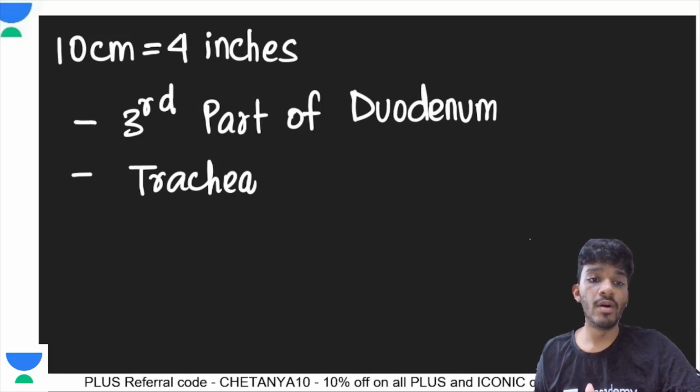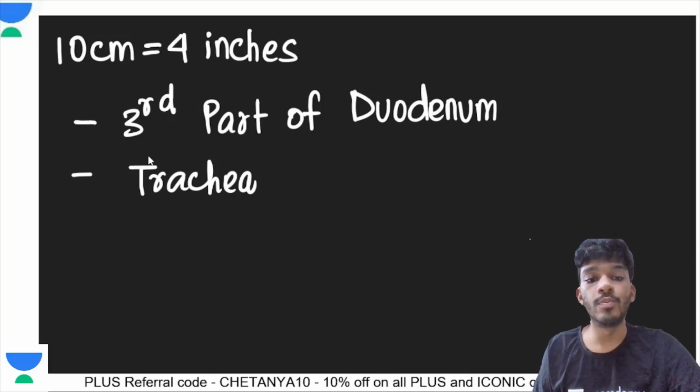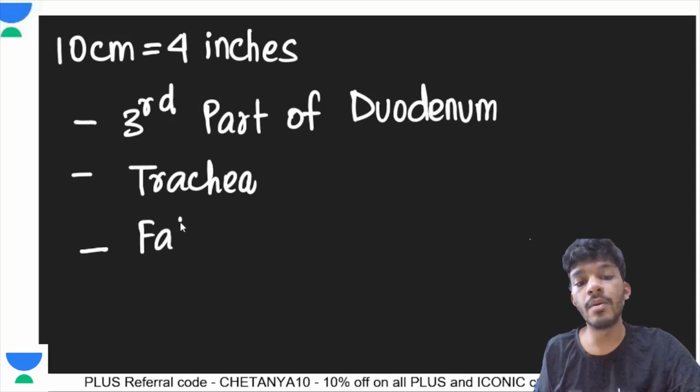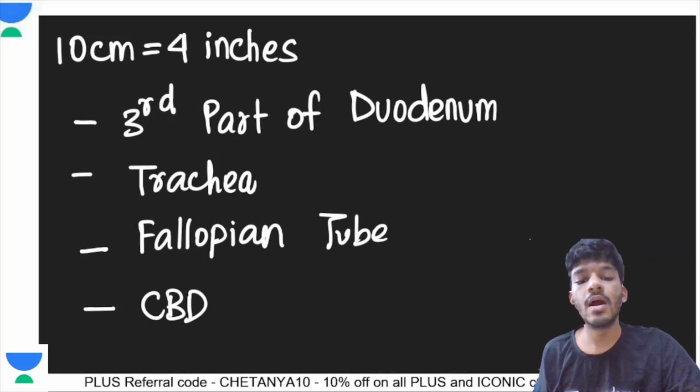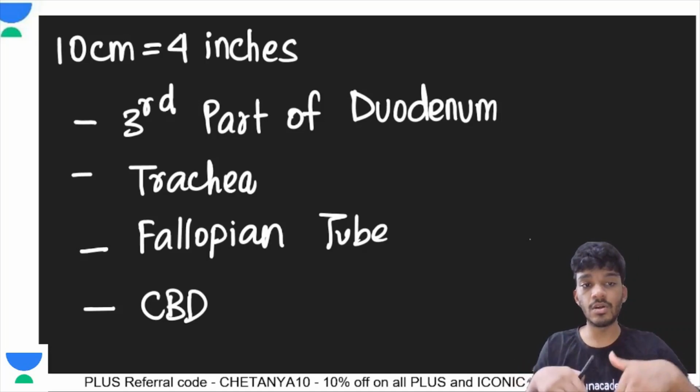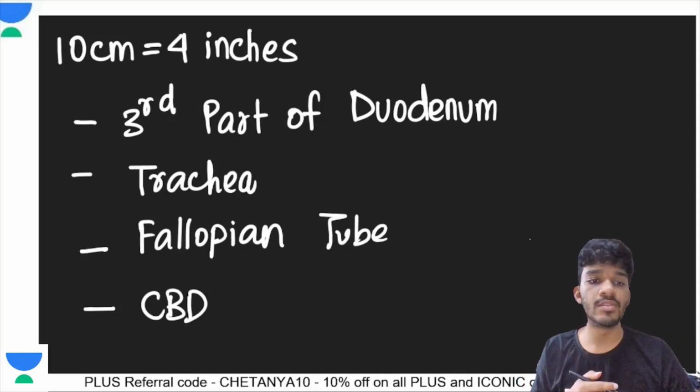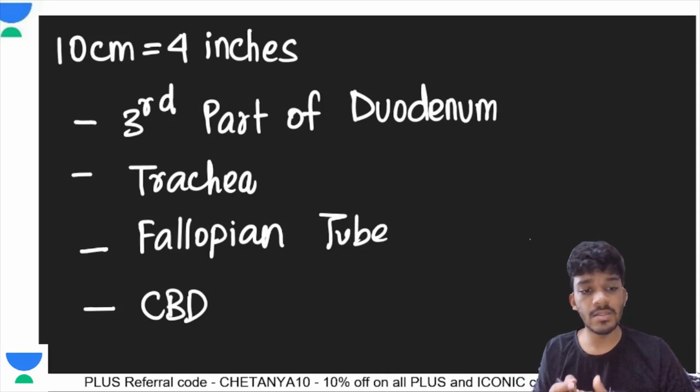Now 4 inches is also the length of the fallopian tube, or the uterine tubes from the ovary to the uterus. It's also the length of the common bile duct. And besides the common bile duct, 4 inches is also part of the measurements of the pelvis. But anyways, we can skip that.